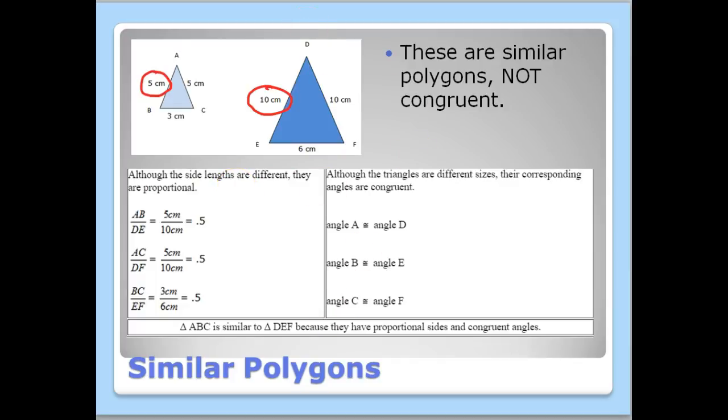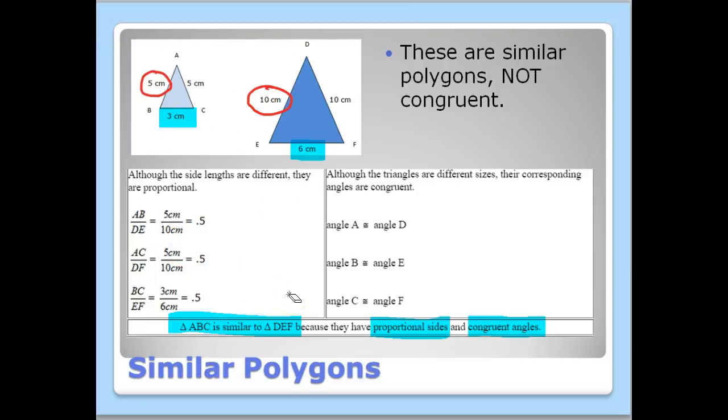So triangle ABC is similar to triangle DEF. They have proportional sides and congruent angles. So the angles will usually be congruent, so you won't have to worry about that. But when, for example, 3 to 6, we know that that's multiplying by 2, and we can either be getting larger or smaller. In this case, they said we are getting smaller. Okay?